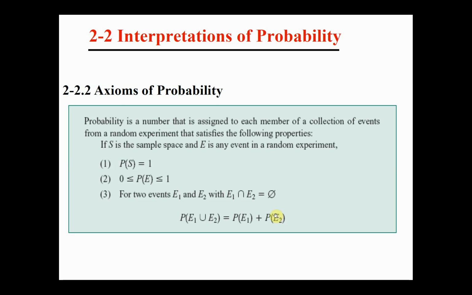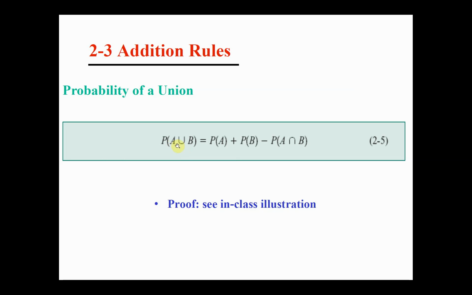So these are the most basic rules. If you have events that are mutually exclusive, that don't intersect, the probability of the union is the sum of the probabilities. What about the probability of a union of general events that might intersect? So let's say A is an event, B is an event. Let's say A is the event that you get B plus or better.